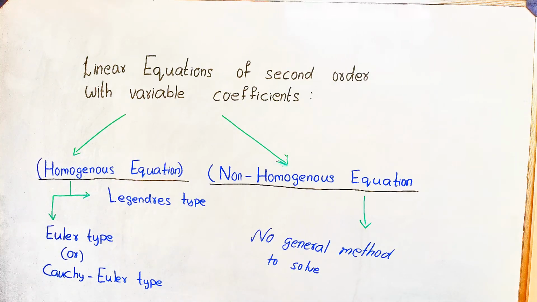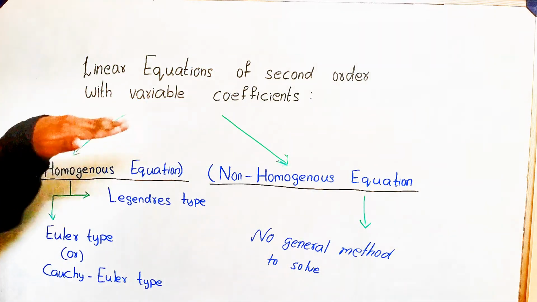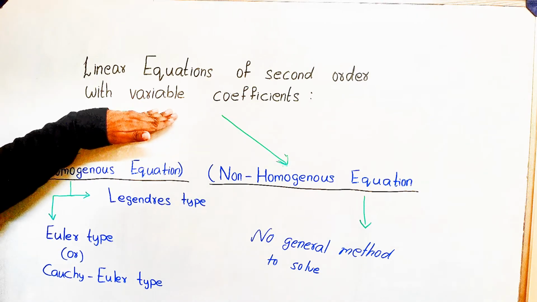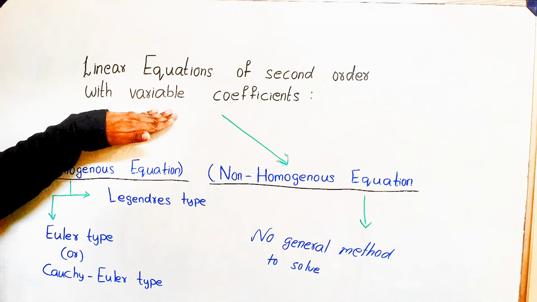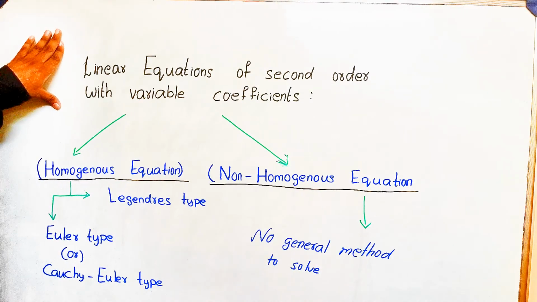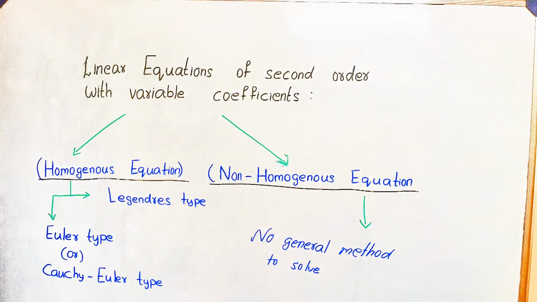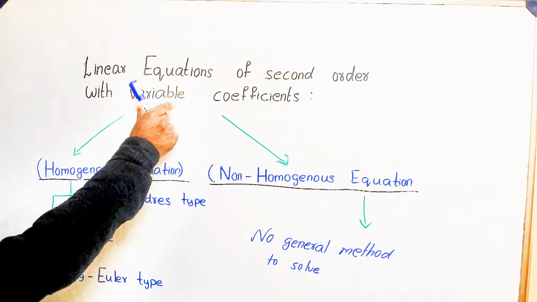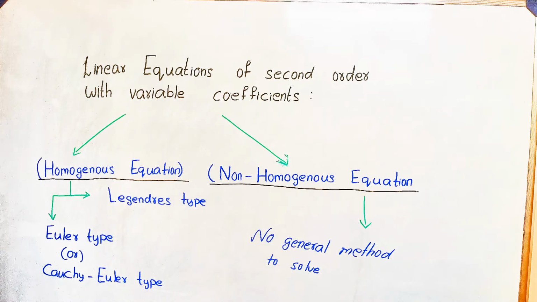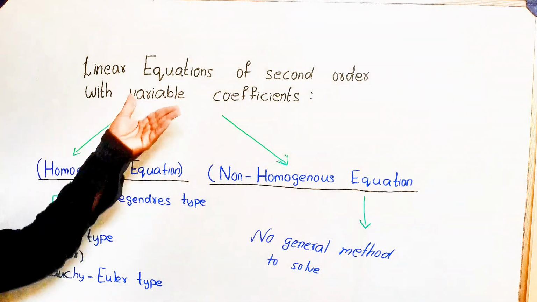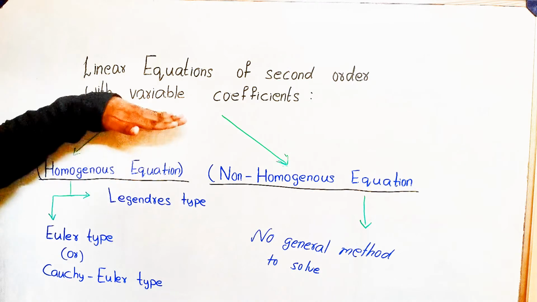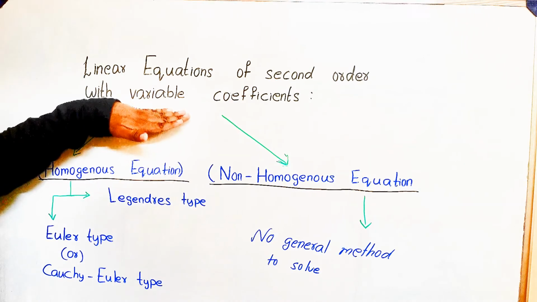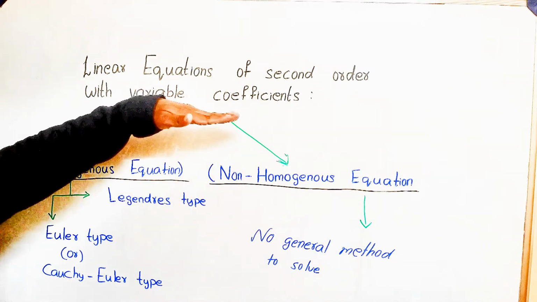So now let's begin with linear equations of second order with variable coefficients. In the earlier classes, when we explained module 1 and module 2, we have seen linear equations of second order with constant coefficients. Because the coefficient is the same when we found the method of variation of parameters or the RHS values and all, we have the constant coefficient. But here we are having the variable coefficient, meaning the coefficient is not constant, it varies.